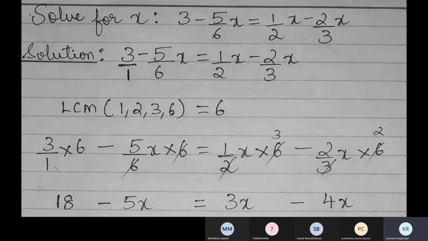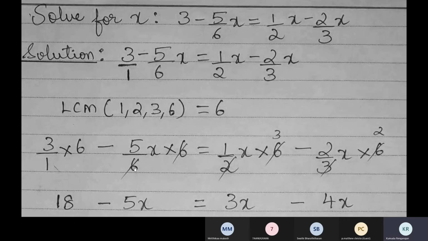Every term is multiplied by 6. Okay, now let's simplify. What happens now that we have learned fractions? You know how to simplify. 3 by 1 into 6 is 18. And here you can cancel out. See, now this is like one term. 3 by 1 into 6 is one term. Then 5 by 6x into 6 is the next term. Then 1 by 2x into 6. This is one term. You can simplify within this.